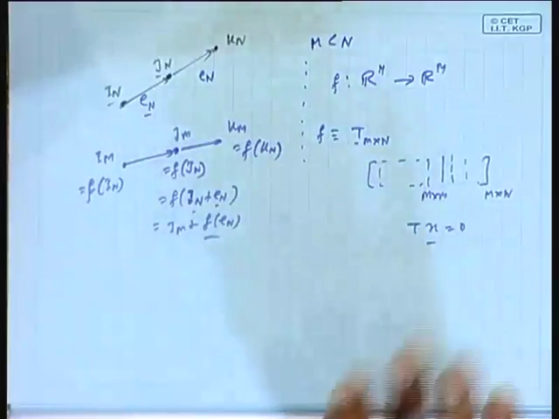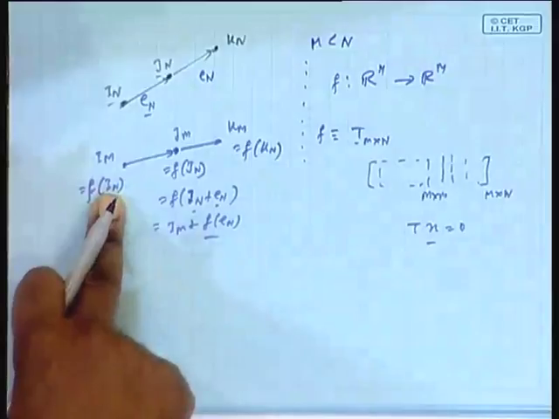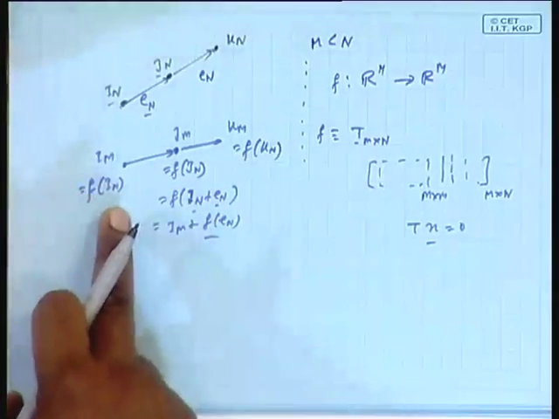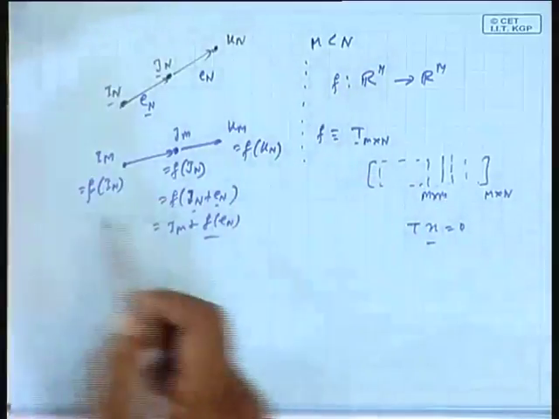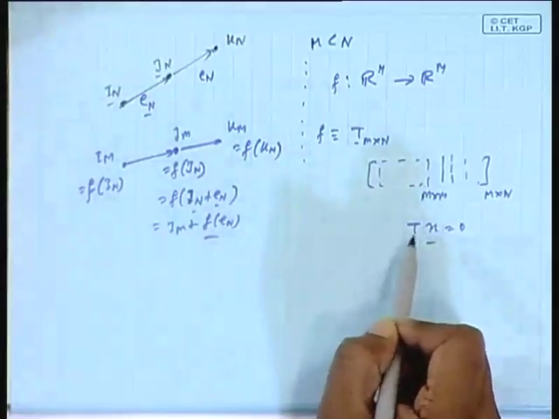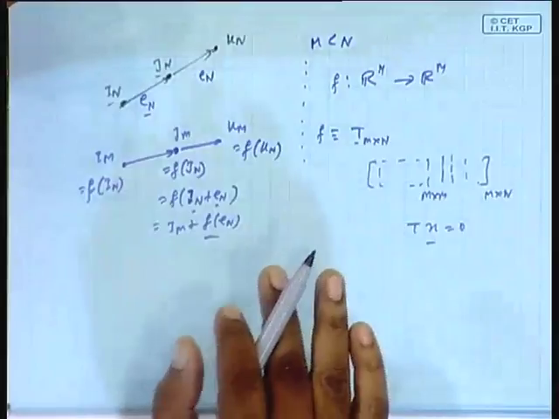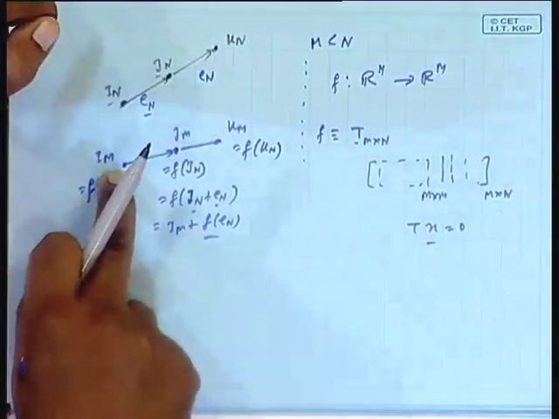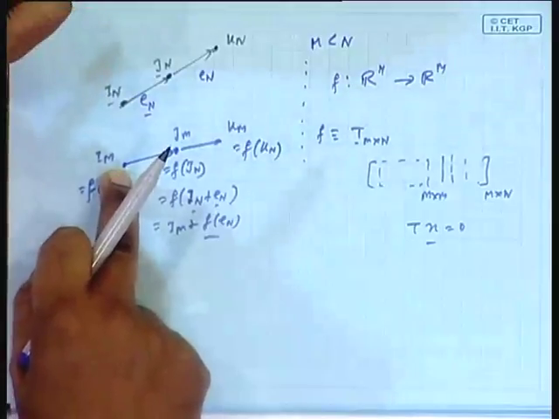And if I add to any coordinate vector a linear combination like this, the result does not change, because T working on that part will be 0. That means many nodes in the original space map to the same node in the lower dimensional space. That is what I said.